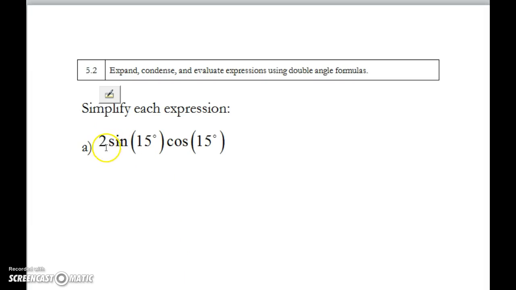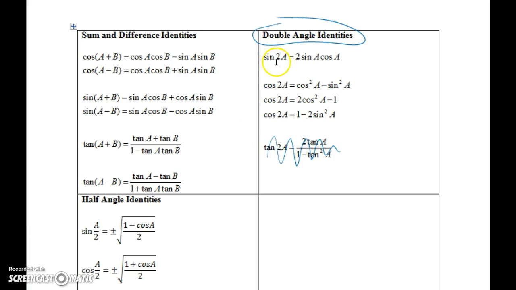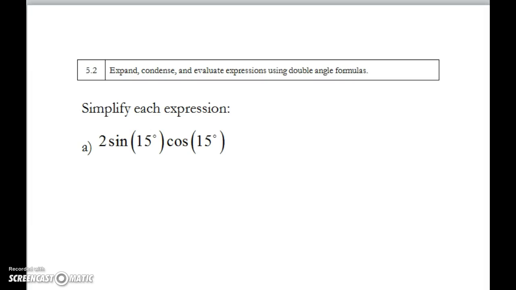This is in the form 2 sine of an angle, cosine of an angle. So our job is to match it up with a formula on our formula sheet. 2 sine of an angle, cosine of an angle matches up with our formula sine of 2a. And so we have the right side of our formula, and we're going to convert to the left side, sine of 2a.